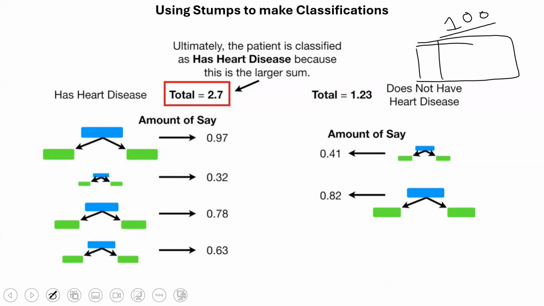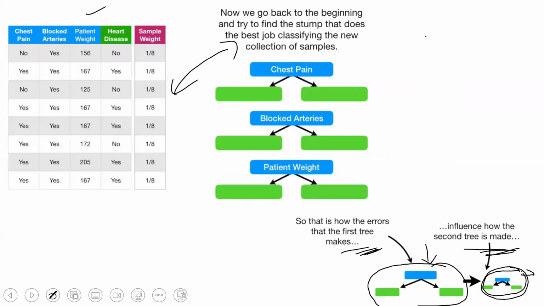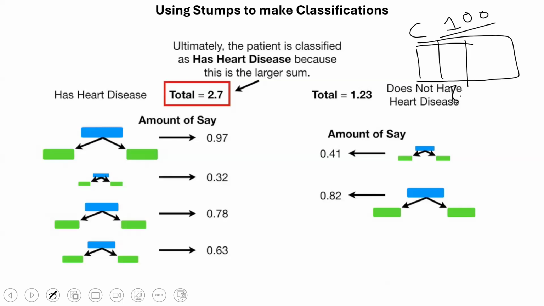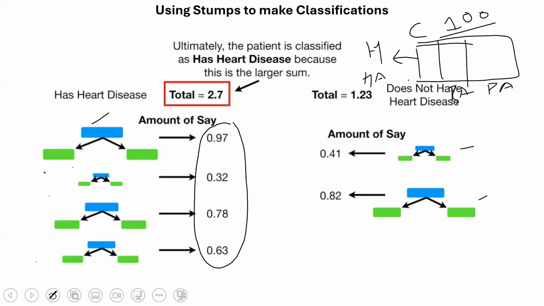I have a new data record given with all the features: chest pain, blocked arteries and patient weight. Okay, I have this record given to me. Now I fed this record to this particular stump, and this stump, and this stump, and this stump, and all these four stumps say this patient has heart disease, and these two stumps say this patient does not have heart disease. And now I'll sum up the amount of say of all these stumps. So that sums to 2.7.